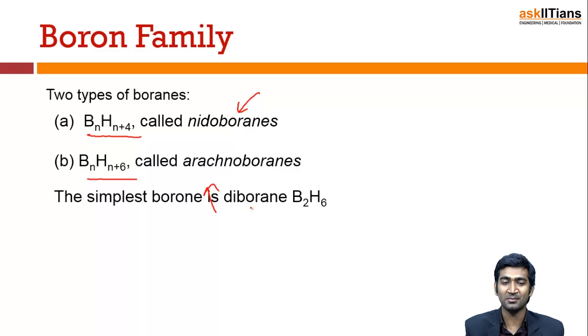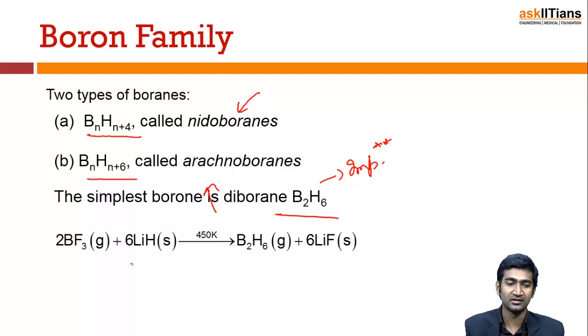And the simplest borane is diborane, B2H6. Remember guys, make a note here, this is very important, B2H6, because for the JEE question paper makers, B2H6 diborane is always a favorite molecule. Whether they ask about the structure or the bonding, everything. So this is one of the important molecules, B2H6. Always remember.